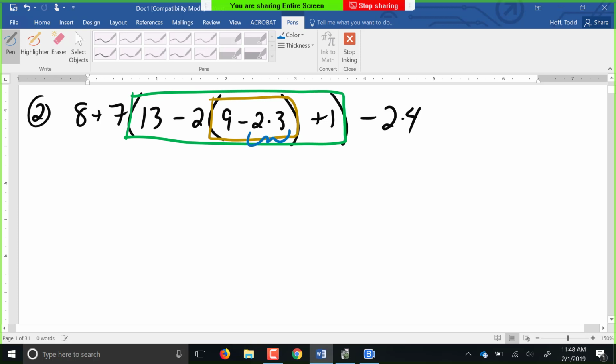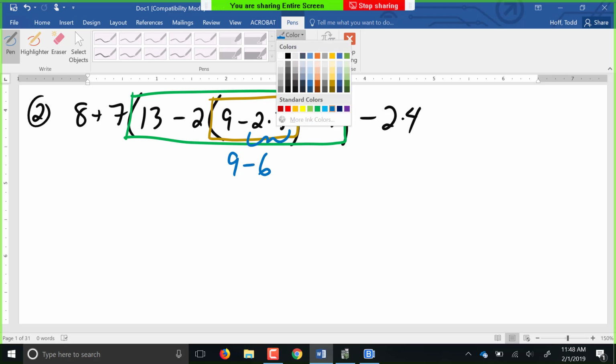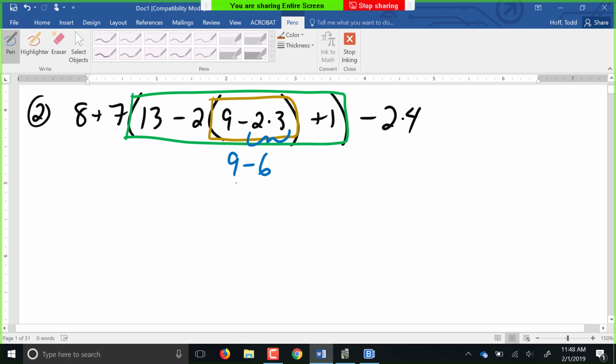2 times 3, which is 6. So I'm going to rewrite the rest of what's inside the parentheses. So now it's 9 minus 6, which will give us 3. So now what's in that parentheses is down to a single number. I don't need the parentheses anymore. So I can take those parentheses out. So I'm going to rewrite the rest of the problem without those parentheses in there. What do I have to remember to put in here after the 2? Multiplication. That 2 beside the parentheses was implying multiplication. With the parentheses gone, I have to write it in.